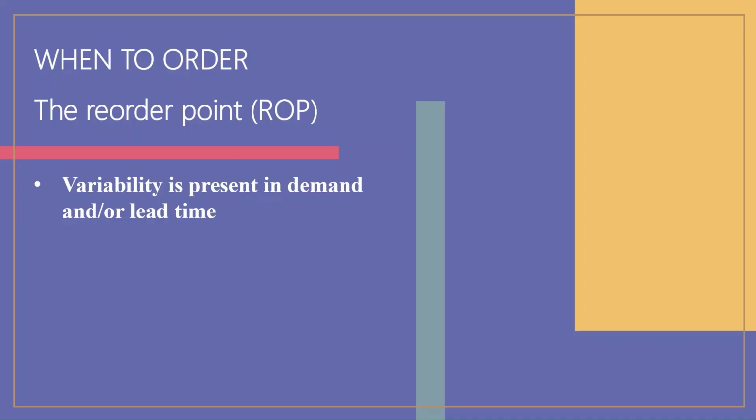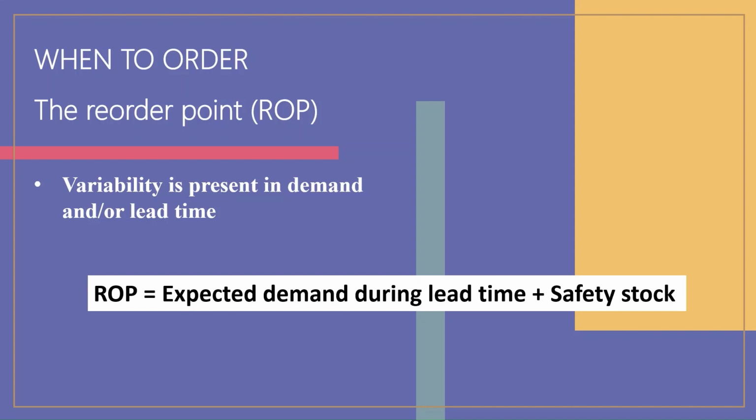When there is variability in demand or lead time, it creates the possibility that actual demand will exceed expected demand, causing a stockout. Consequently, it becomes necessary to carry additional inventory, called safety stock, to reduce the risk of running out of inventory during lead time. The reorder point then increases by the amount of the safety stock. So, ROP equals expected demand during lead time plus safety stock.